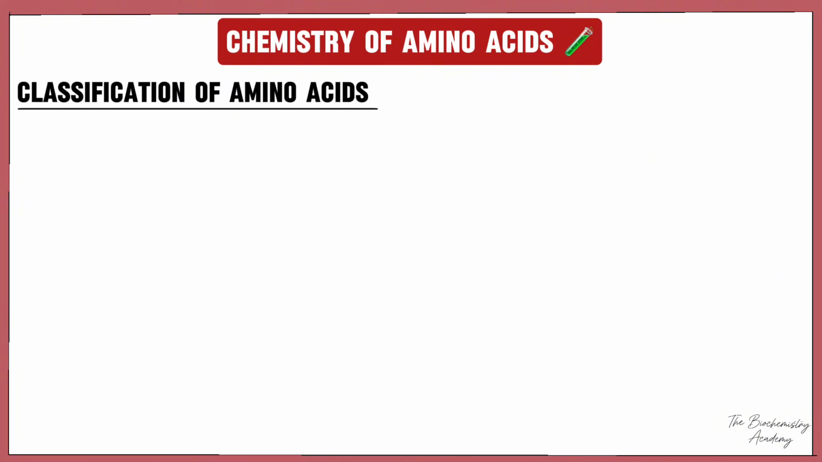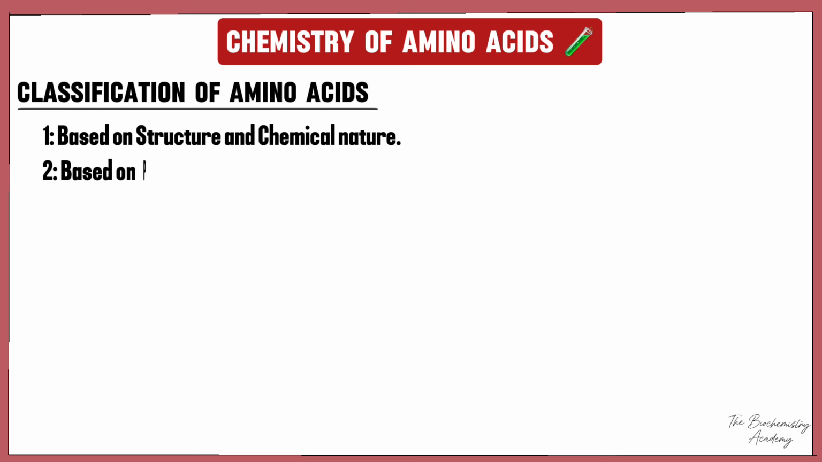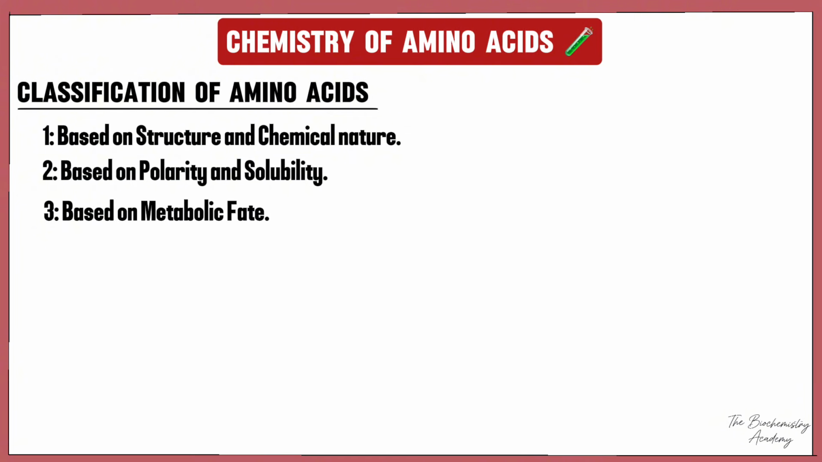Classification of amino acids. Amino acids are classified in 4 groups. The first classification is based on its structure and chemical nature. The next classification is based on polarity or solubility. The third one is based on its metabolic fate. And the fourth classification is based on its nutritional requirement.